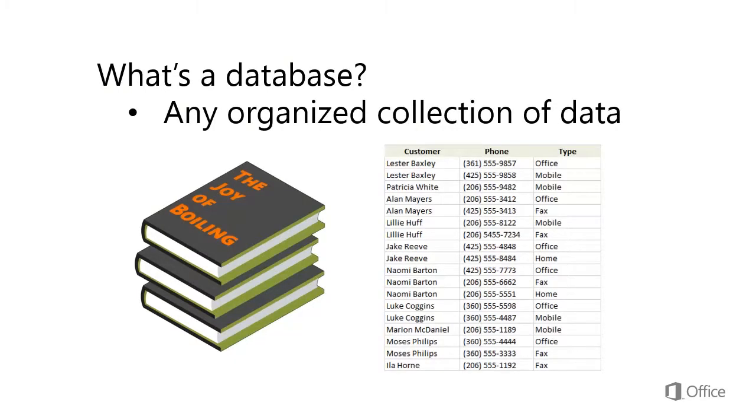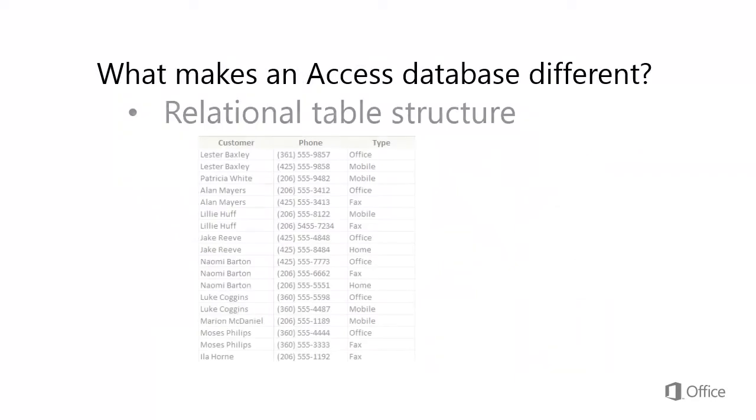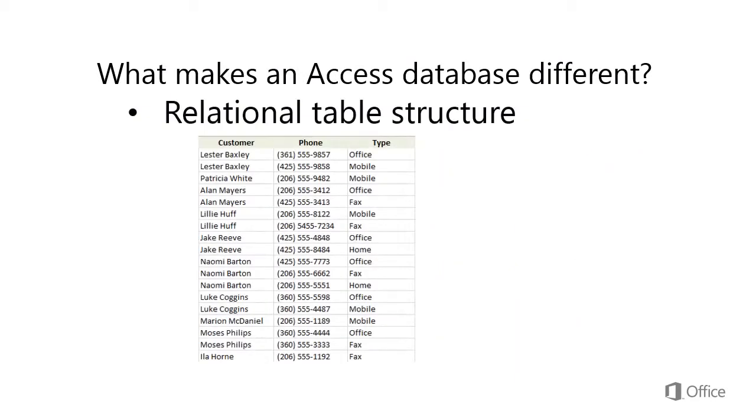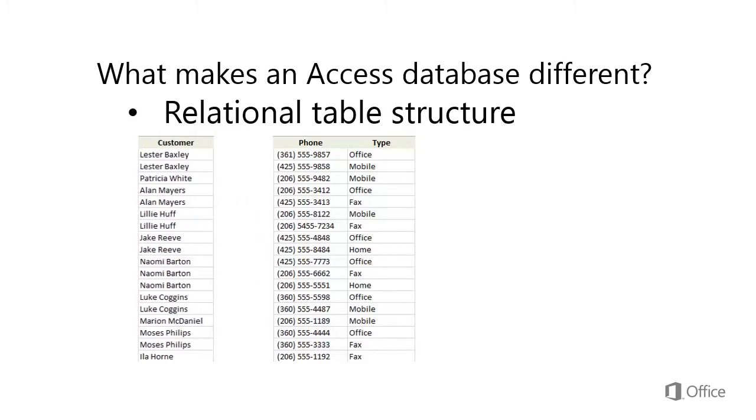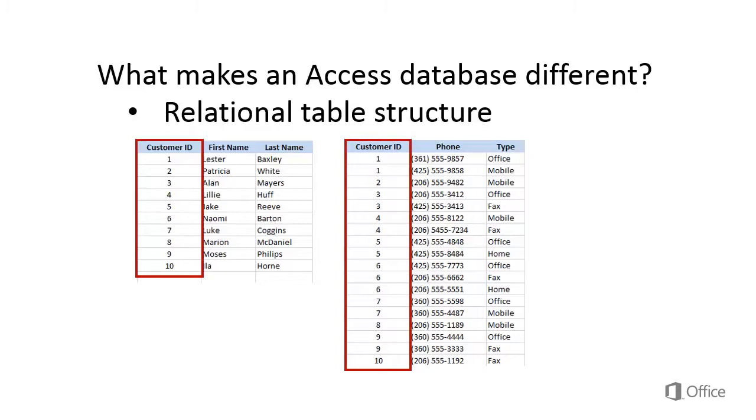So the next question that comes is, what makes an Access database different? Why should I use it? And the answer is a relational table structure, and here's what that means. This is probably the key concept to understand. Your data is broken into tables, and then those tables are linked together by shared fields called keys.